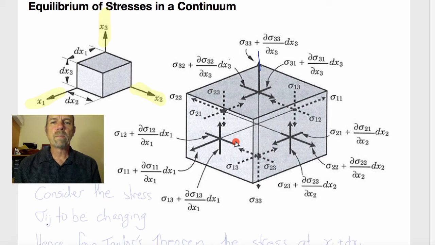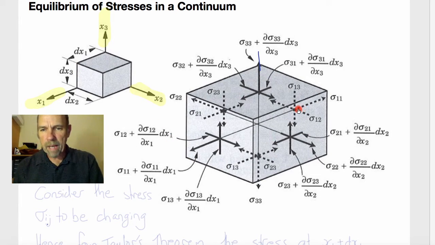But in general, the stresses in a continuum would be continuously varying. So we need to come up with a derivation for the equilibrium condition on the stresses in a real non-homogeneous continuum. So to do that, we're going to start by considering this elemental parallelepiped with infinitesimal dimensions, dx1, dx2, and dx3.